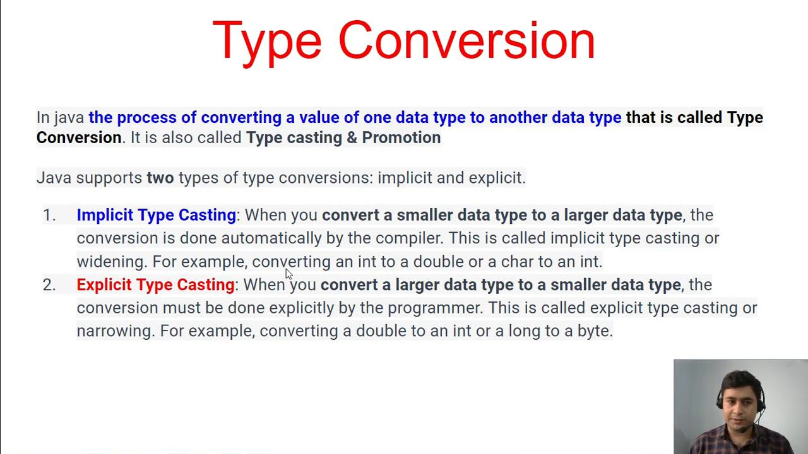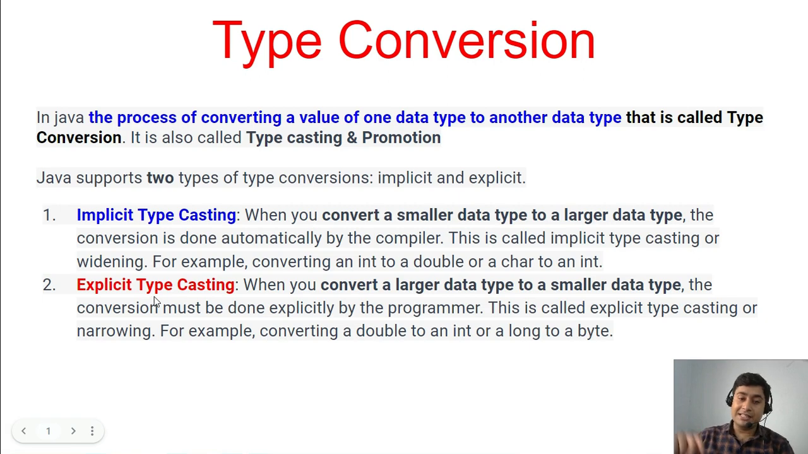So here you can see the conversion is done automatically by the compiler. This is called implicit type casting or widening. For example, converting an int to a double or a char to an int is called implicit type casting.